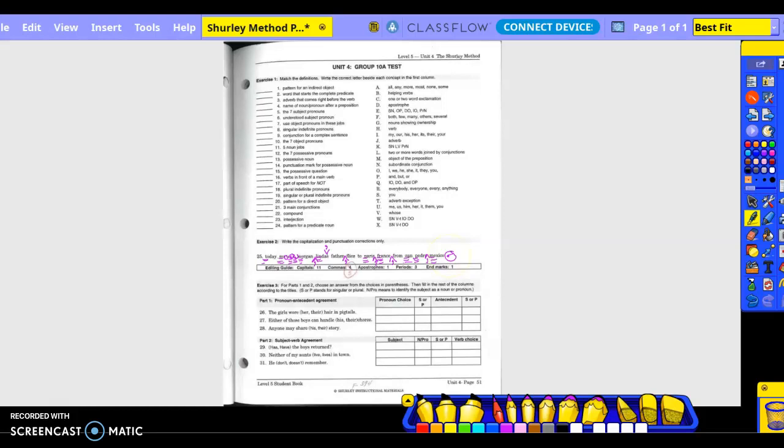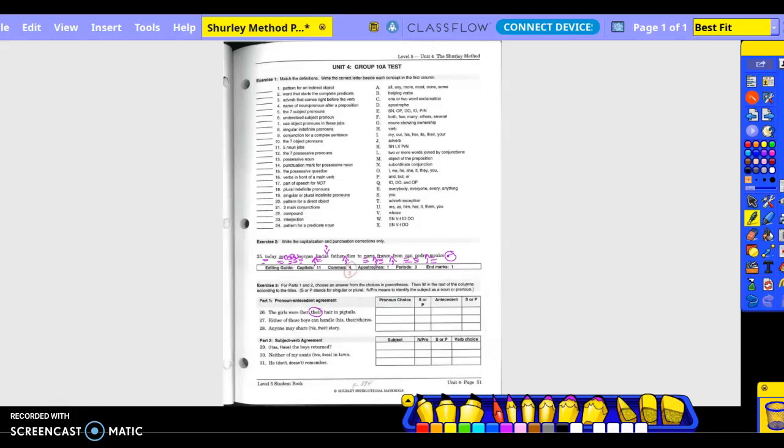All right, for parts 1 and 2, choose an answer from the choices in parentheses and fill in the rest of the columns according to their titles. S stands for singular, P for plural, N for noun, and pro for pronoun. So the girls wore there, and why is it there and not her? Because there's two of them.